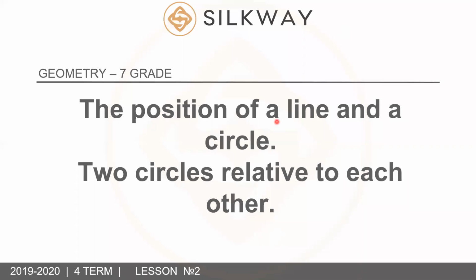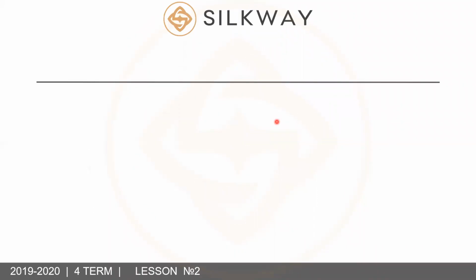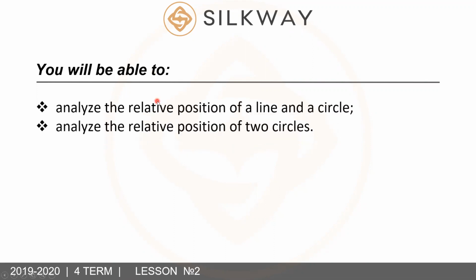Hello, dear students. Today it's your second geometry lesson. Today's topic is the position of a line and circle, and two circles relative to each other. After this lesson, you'll be able to analyze the relative position of a line and a circle, and analyze the relative position of two circles.